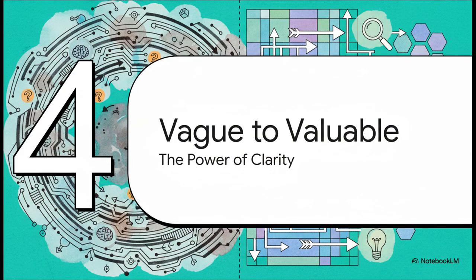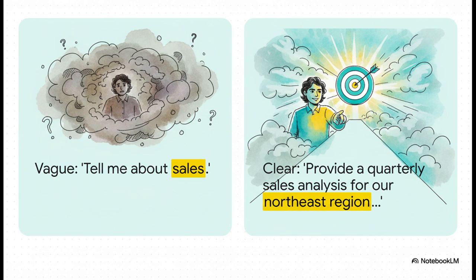So why does all this matter? Well, think about it. If the AI is just a world-class pattern matcher, you have to give it a really clear pattern to match. Vague instructions, they lead to vague and frankly often useless results. Just look at the difference here. "Tell me about sales." That's such a fuzzy request. It forces the AI to just guess what you want. But asking for a quarterly sales analysis for our Northeast region, now that gives it a clear target. You've given it context, you've given it constraints, and that is the absolute key to getting a valuable, actionable result.